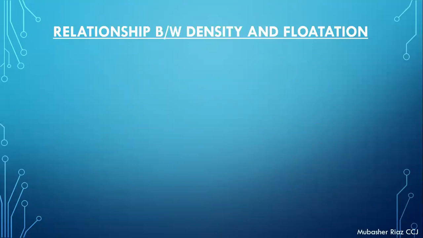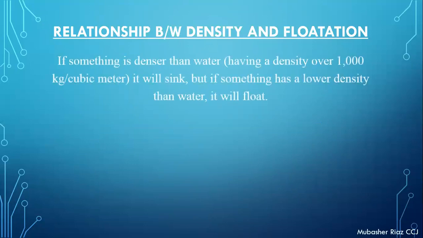Now there is a relationship between density and flotation. A substance whose density is less than the density of water will float. A substance whose density is greater than the density of water, which is 1000 kilogram per cubic meter, will sink. If a substance's density is greater than the density of water, then the object will sink, and if the density is less than the density of water, then it will float.